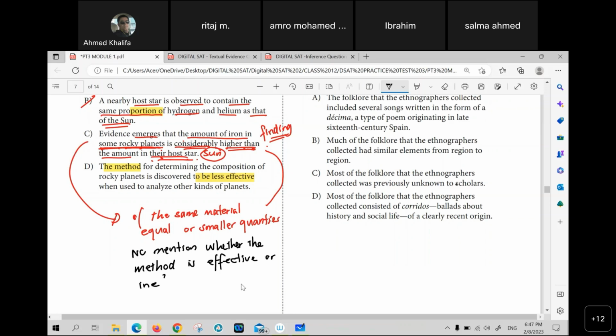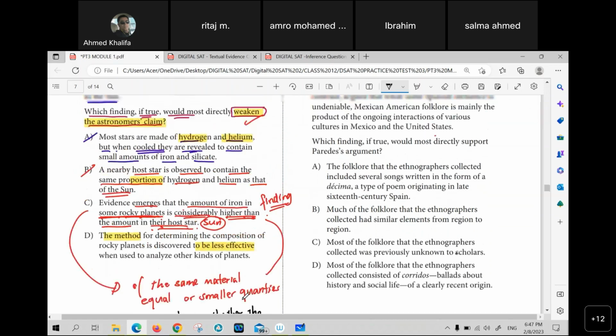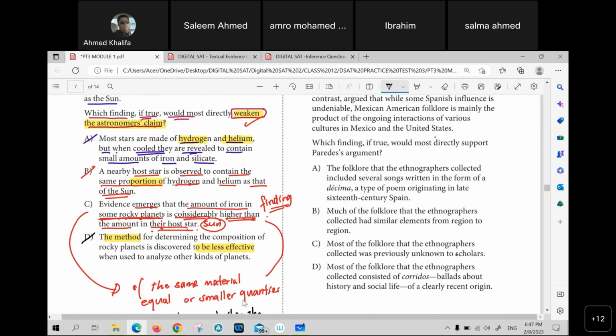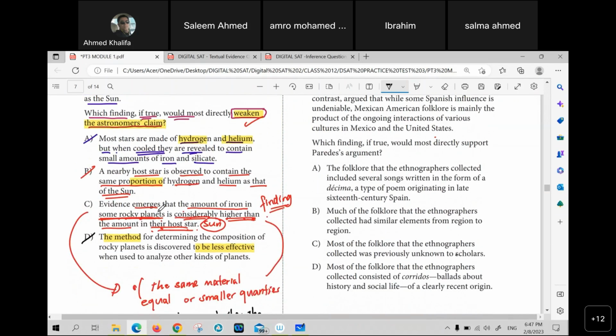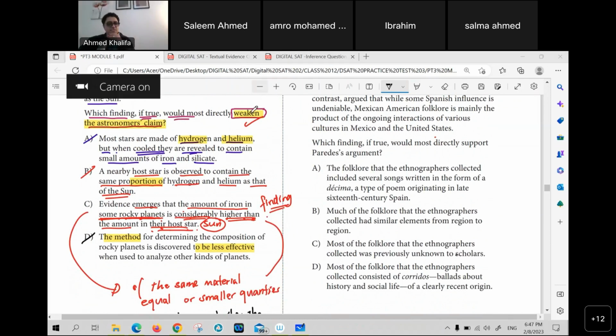Say it, Yasser. Yasser, who? Salim. Same. Mister, why is it not true? The method may tell us that maybe they are not correct about the materials that are shared between planets and stars. Is this Yasser or Saif?